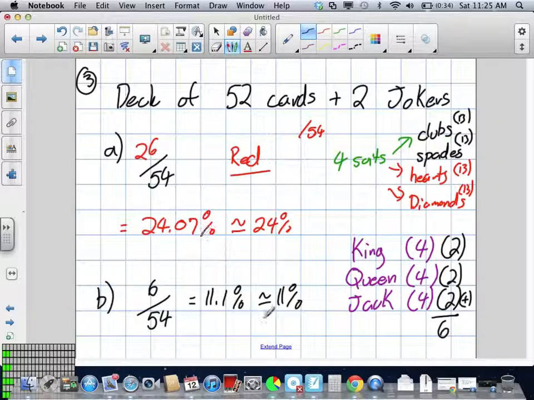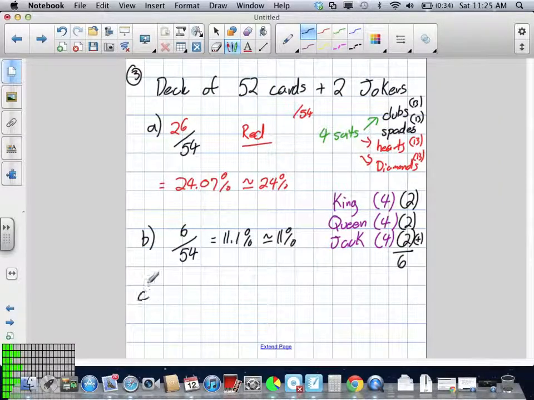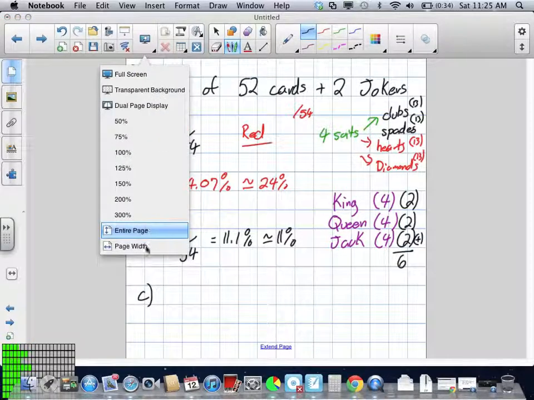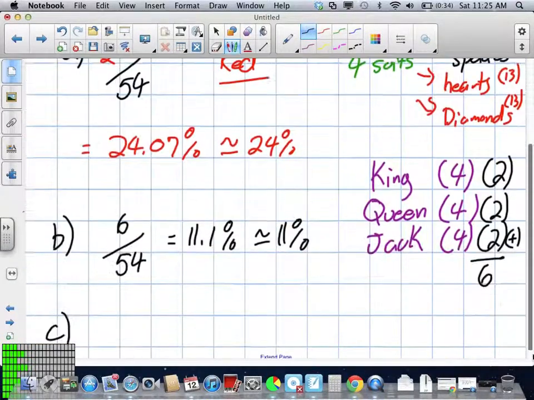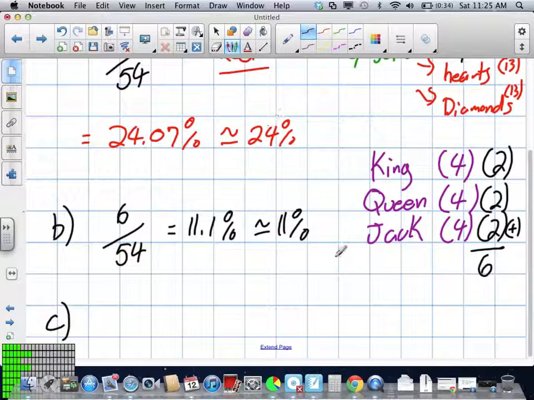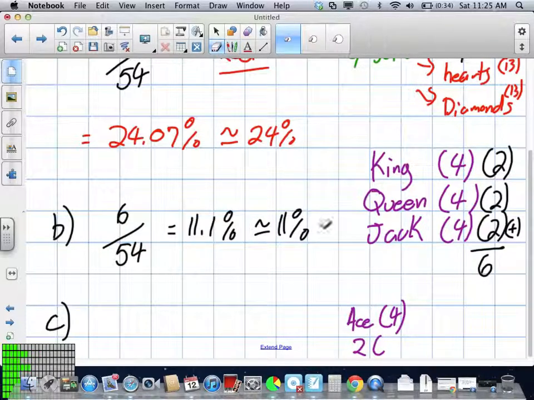Let's go into the third one, ABC. What's C asking us? An ace, 2 or 3. Ace, 2, or 3, okay? That would be 12 cards again. Yeah, you're right, because there's 4 of each. We already know that. An ace has 4. A 2 has 4. I should write it as a word.